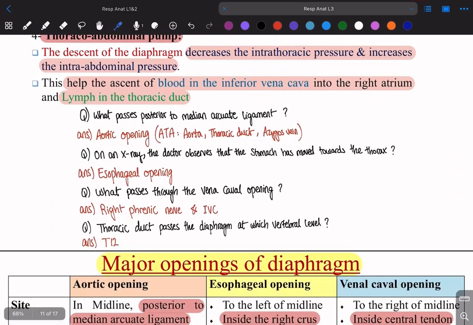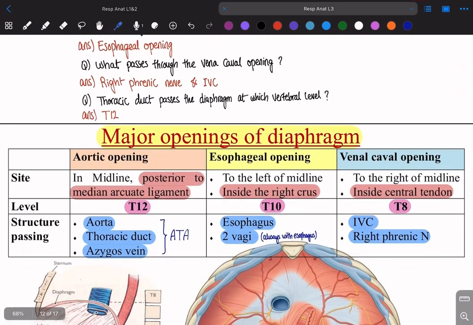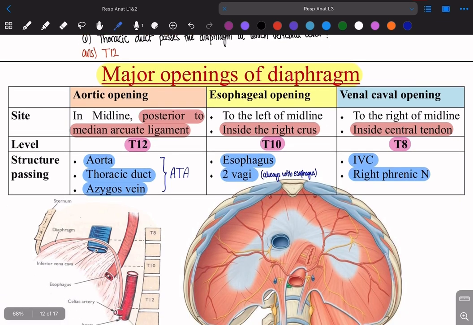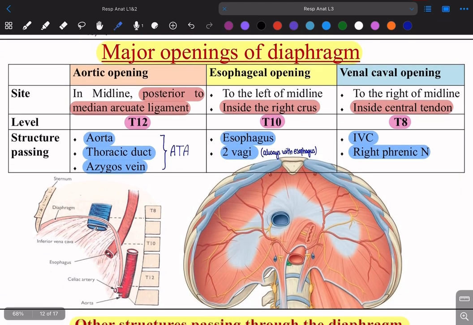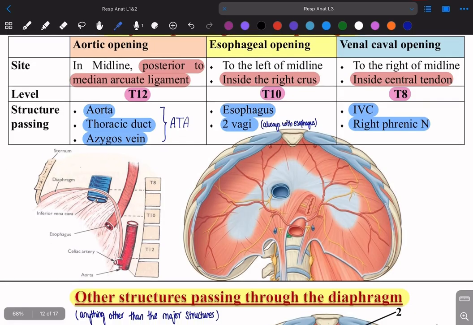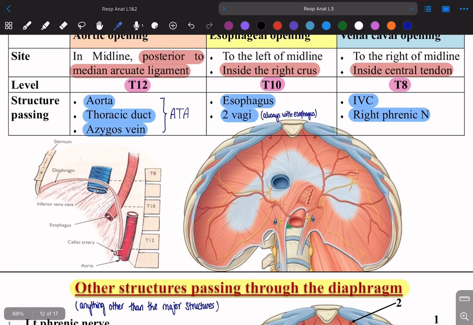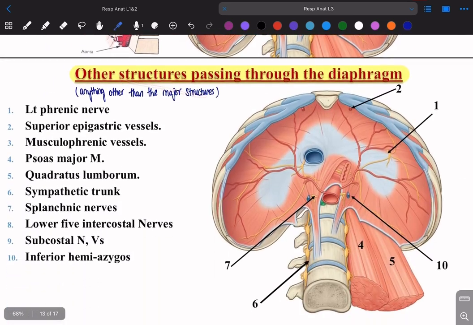Now we're done with the actions. Now we have the last part of the lecture, which is the openings of the diaphragm. We said the diaphragm has structures that pierce it to go from the thoracic to the abdominal cavity, or the opposite, from the abdominal to the thoracic cavity. What are these things? We have the major openings of the diaphragm, and then we have other structures. The others are not important. We don't need to memorize them.